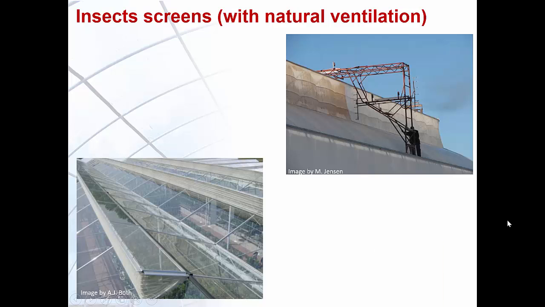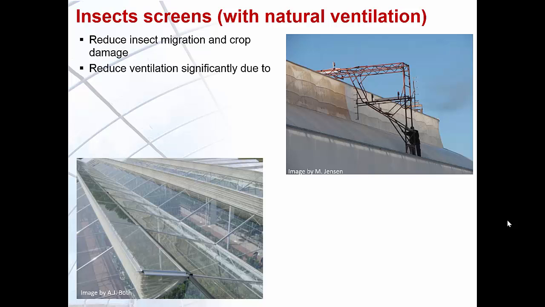Insect screens are commonly used with naturally ventilated greenhouses. They help to reduce insect migration, and they also reduce crop damage. However, insect screens can reduce ventilation significantly due to resistance to airflow, and they also increase internal air temperatures.